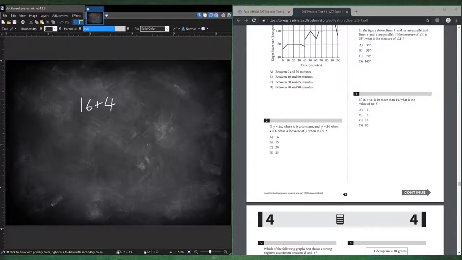16 plus 4x is equal to 14 plus 10, because that's basically what it means. So 4x is equal to 14 plus 10 minus 16, which is 8. So x is equal to 2. So what's the value of 8x? 8x is just 16, because 8 times 2 is 16. So the answer is C.